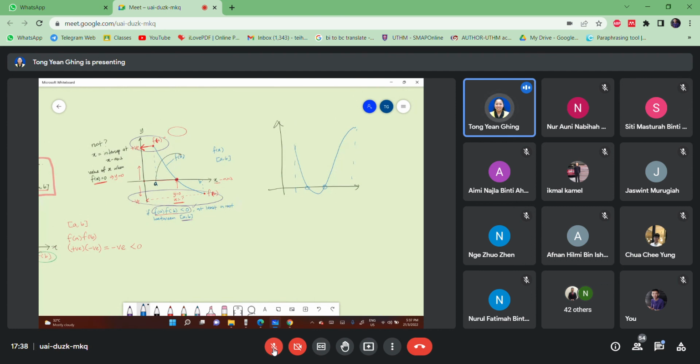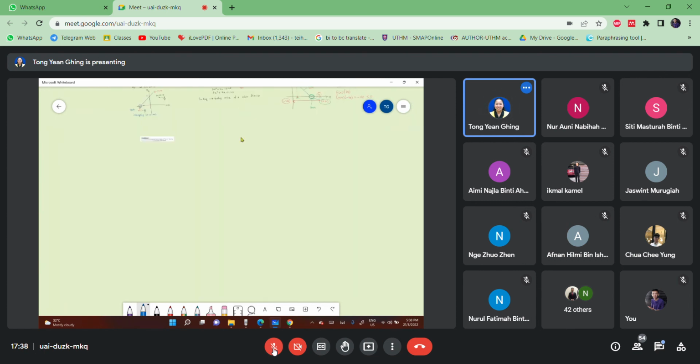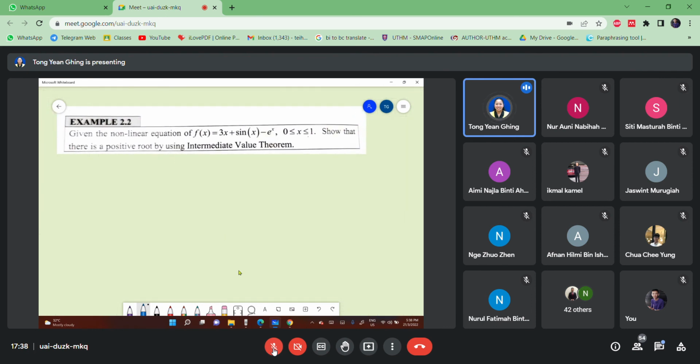Maybe after the example you will understand. Okay, so I go to the example. Take this example from just now. Where is it? This one. Put it down here. Okay, example 2.2, page 12. This one is on page 12.